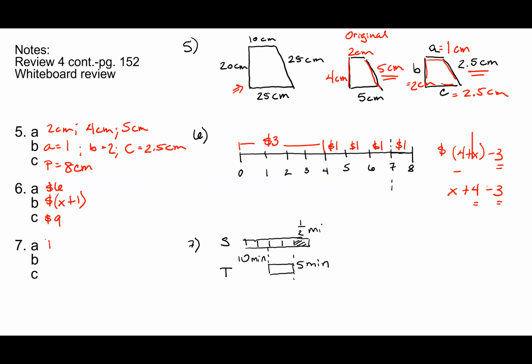Yeah, that one's not too hard, is it? Terry's speed was faster. Okay. All right, so letter B says find Sam's speed. How do we find Sam's speed? Distance over time. Okay, do we know the distance? Yeah. Well, yes and no.